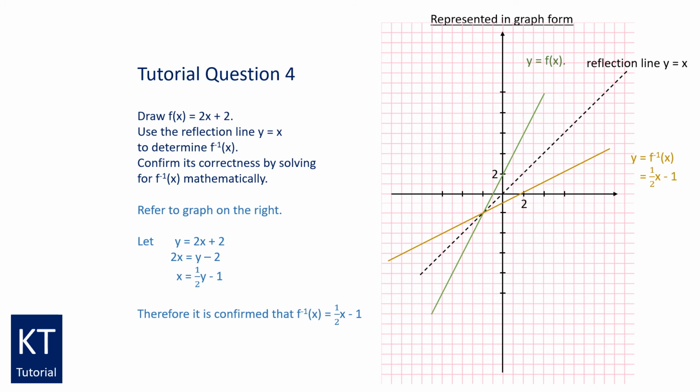Next, we reflect against the line y equals x to obtain the inverse function of f(x). This is the yellow line. As the line has a gradient of half and it intersects the y-axis at negative 1, the inverse function of f(x) is therefore equal to half x minus 1. The second part of the question requires us to confirm by solving the inverse of f(x) mathematically. Therefore, we'll do the usual of first letting y equal the expression of f(x), then identify x in the form of y. This should come to also half x minus 1.